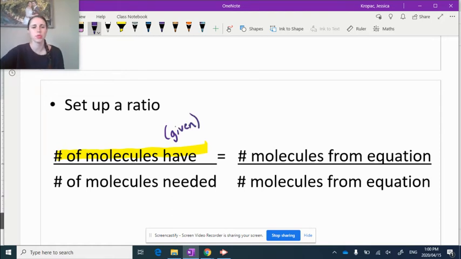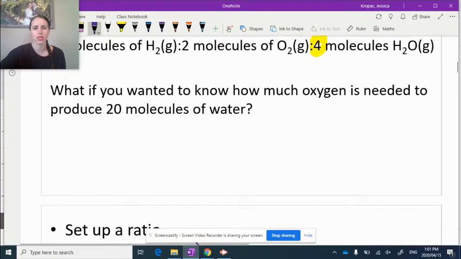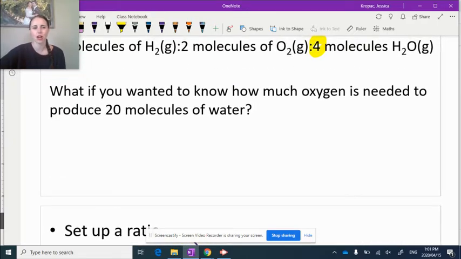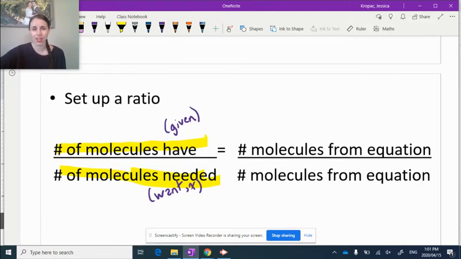So this is going to be the number of molecules that you're given in the question. The number of molecules that you need, I sometimes like to change this to the word want, or even simpler, we're actually just going to call this X. So the number of molecules that is needed is actually the number of molecules that we're asking about. So in the question, if you go back and you read this question, they're actually asking about how much oxygen is needed. So what we're looking for, what we want, or our X value that we don't know, is number of oxygen molecules. So oxygen would actually go on the bottom here.